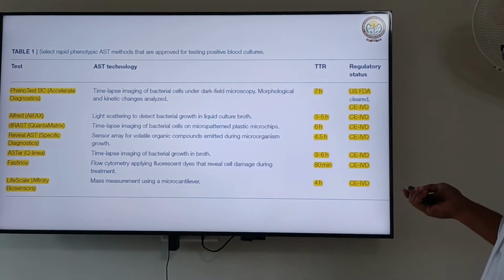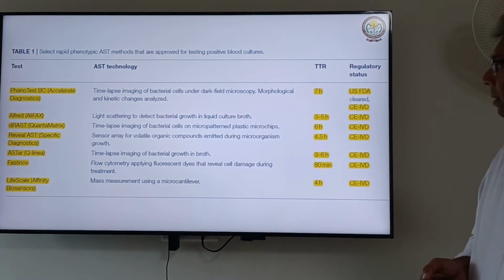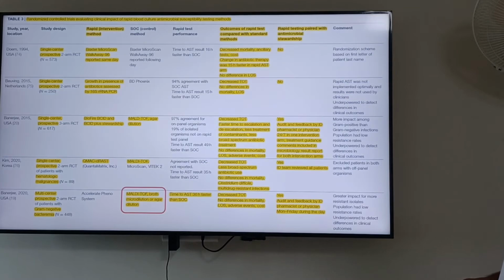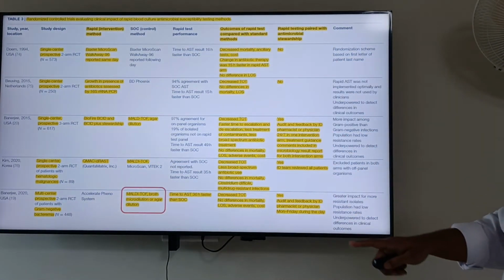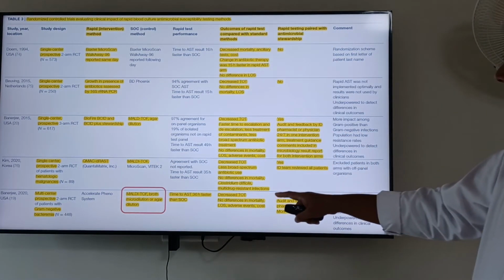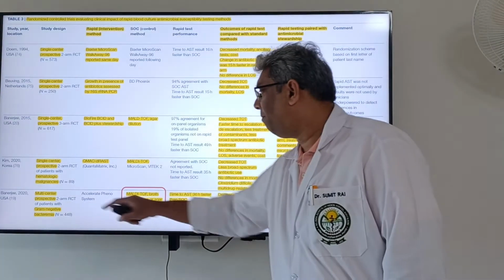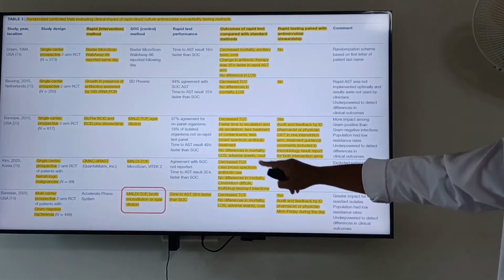All these rapid tests have different turnaround times, like 7 hours, 3 to 5 hours. And most of them are CE-IVD approved and US FDA approved also. One of the papers published in 2020 was a multi-centric trial, and they used Maldi-TOF as the standard of care, the SOC. The accelerated Pheno system was used and compared with the Maldi-TOF system.